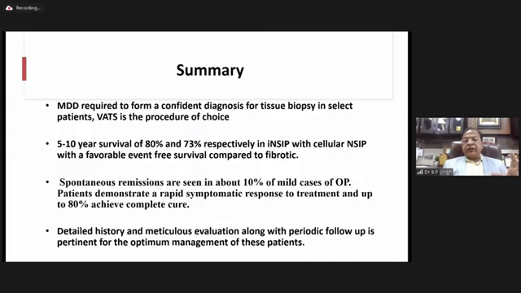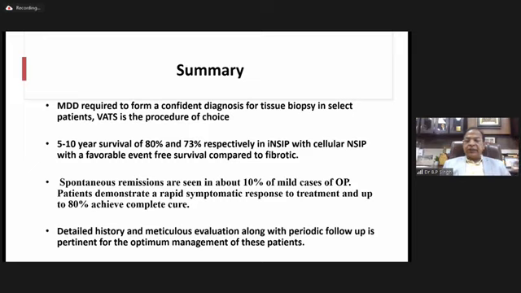MDT is required to form a confident diagnosis, tissue biopsy is needed in select patients, and VATS is the procedure of choice. In organizing pneumonia the survival is very good, and in NSIP the 5 to 10 year survival is 80% and 73% in idiopathic NSIP, with cellular NSIP having much more favorable event-free survival compared to the fibrotic one.